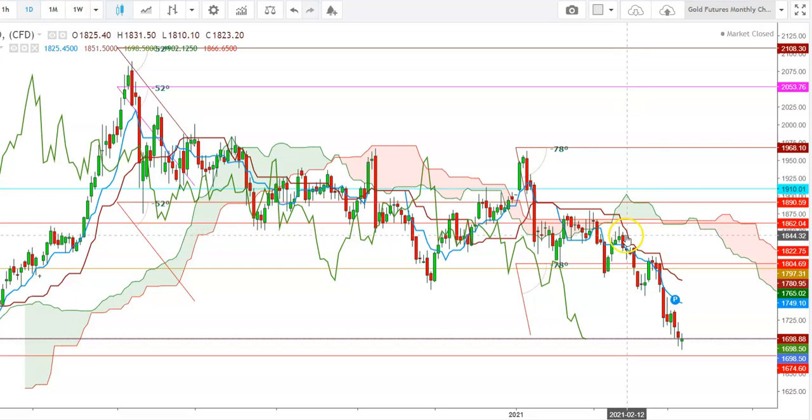But here you can see that how the gold futures have seen the continuation of a bearish downward trend, and since then the gold futures have been facing stiff resistance below the levels of the 1846.